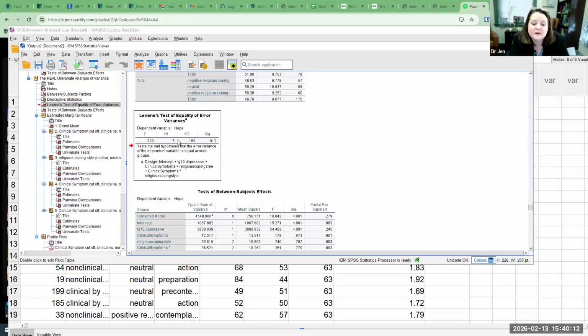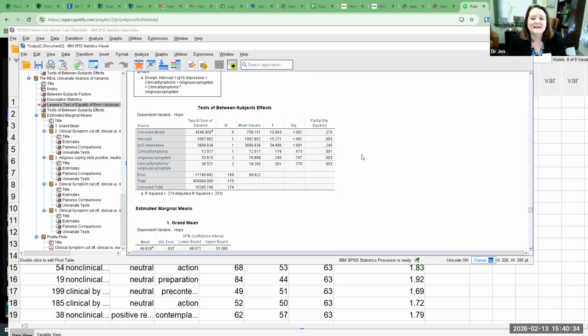So what you would report there is F(5, 169) = 0.30, p = 0.91. And that's your evidence to show that Levene's test is not significant. It has passed that assumption. We have passed all our assumptions now. The only thing we had to do was transform our covariate. So we can now actually look at the real deal.